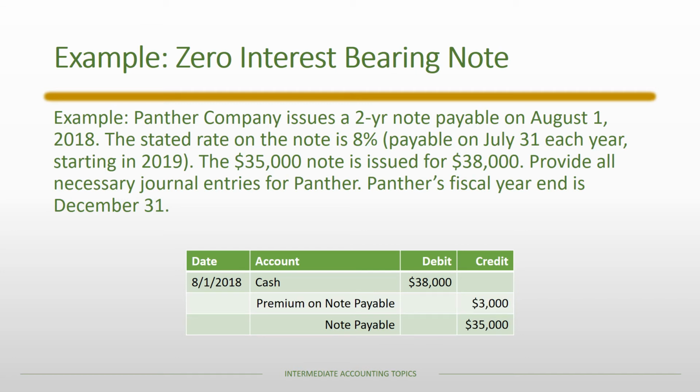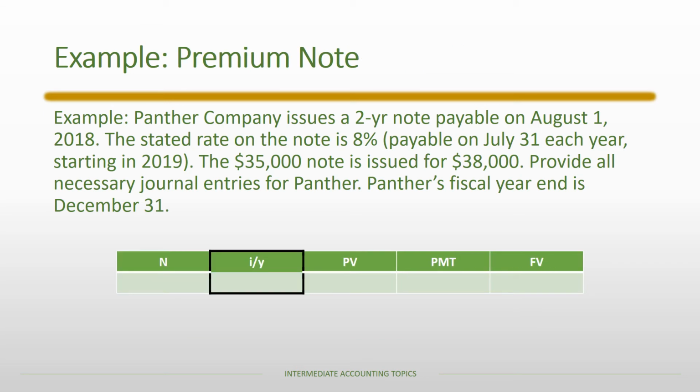Again, the premium on the note payable is the issue price above the face value of the note. The next step then, as we record payments, is we have to use TVM in order to record our interest expense and determine the method that we're going to use to amortize the note premium. This is a 2-year note.